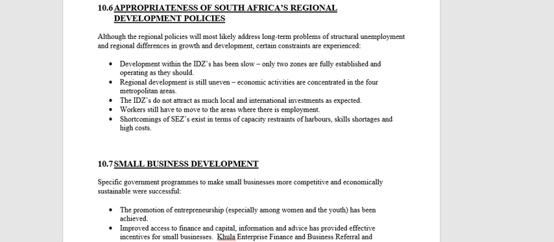Charles, we're almost there. In the next lesson, we're going to do 3 short little sections. In the previous lesson, we looked at the appropriateness of our industrial development policies. So we are just quickly going to look at how appropriate our regional development policies are, and measure their success. Then we're going to look at small business development and also BEE.